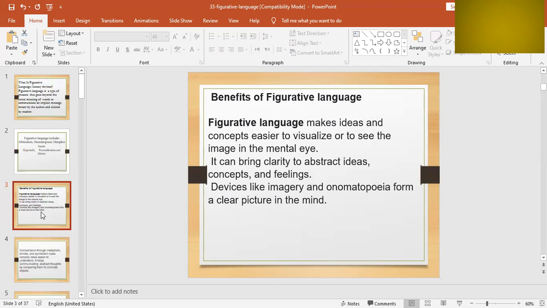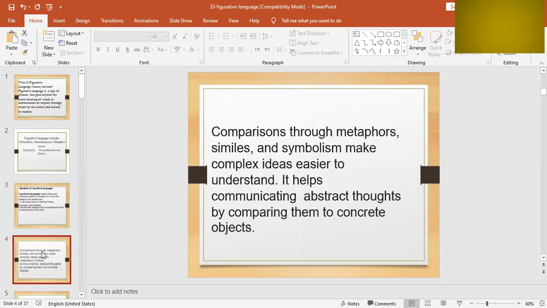Devices like imagery and onomatopoeia form a clear picture in the mind. That's it. You can see things in your mind's eye, not in your real eye. You elicit them from the letters and the words which are written. You imagine something.